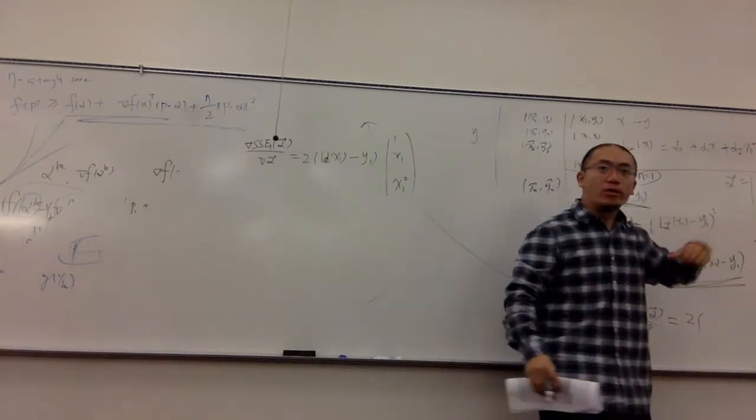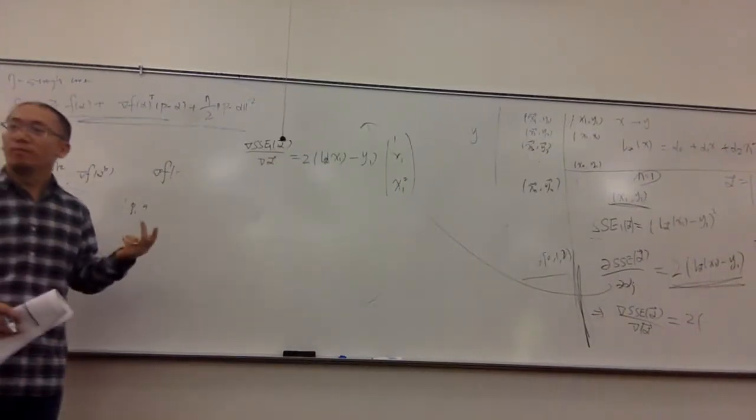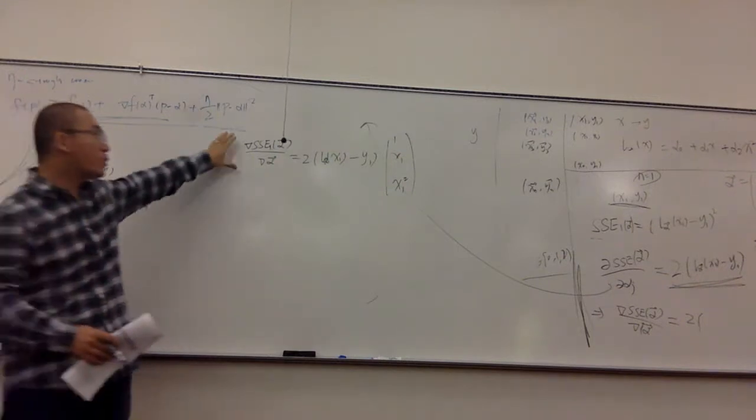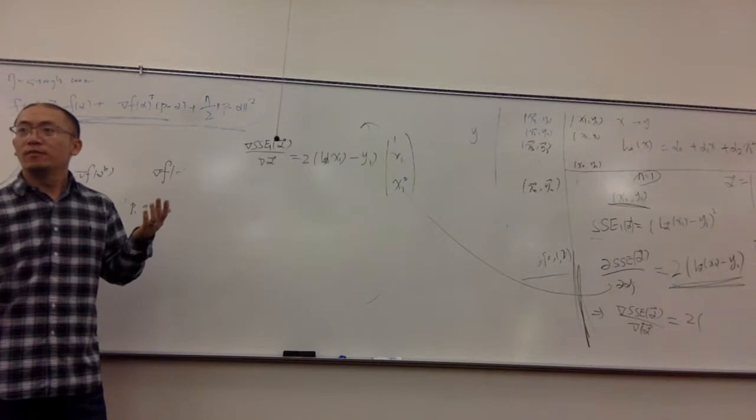Right? So now what if we have n training instances? What if we have n training instances? How can we compute the SSE of n training instances? And their gradient.